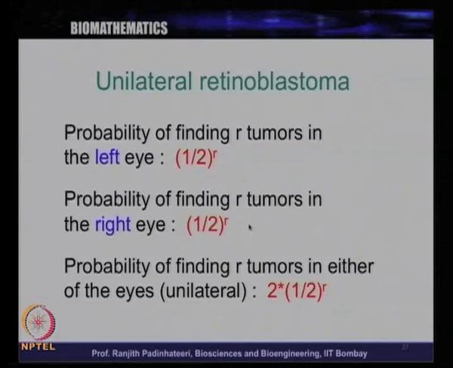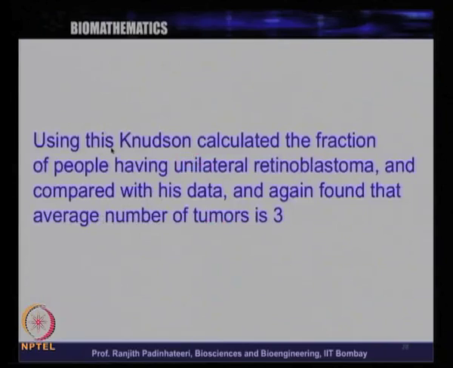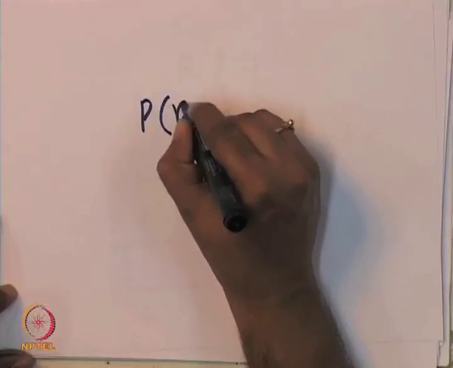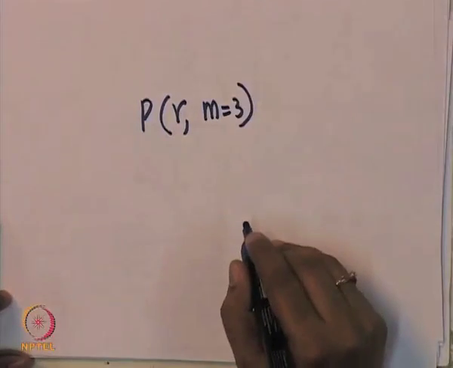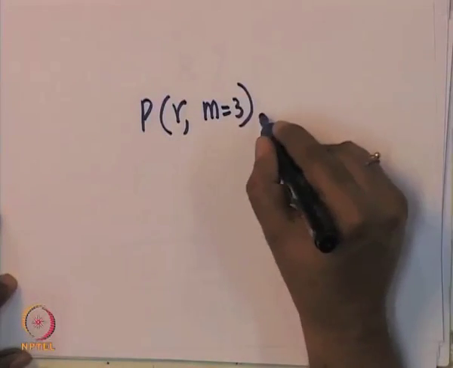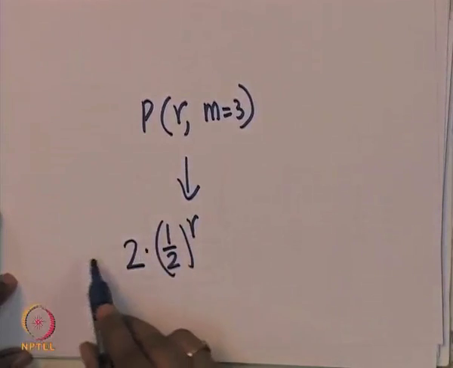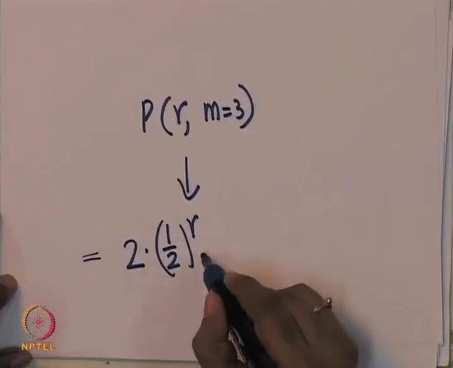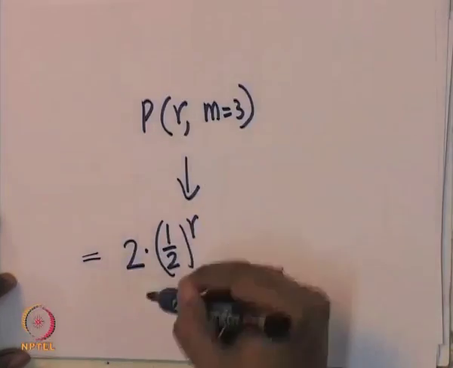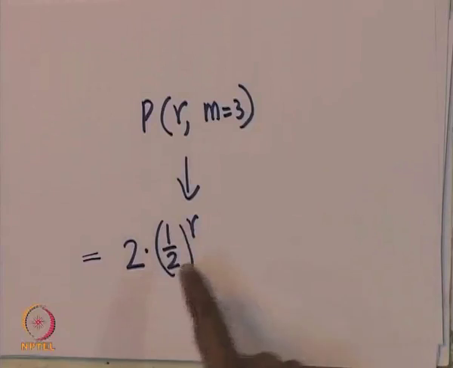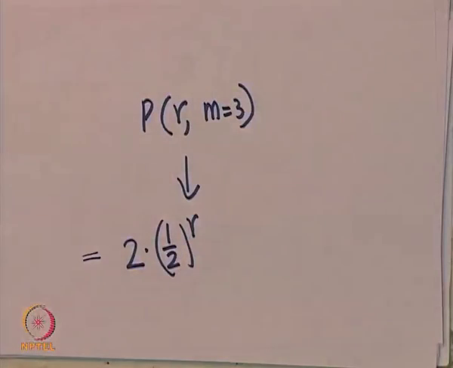From this, Knudson calculated the fraction of people having unilateral retinoblastoma and compared it with the data, and again found that the average number of tumors is 3, because he could already calculate the probability that there are r tumors when the average is 3. Then he could calculate what fraction of this is unilateral, that is half power r into 2. So, the fraction of people having unilateral retinoblastoma will be 2.5 per hour, just like we saw. From this he could conclude again that when m equals 3, the fraction of people having unilateral retinoblastoma also agreed with the m equal to 3 that he obtained.